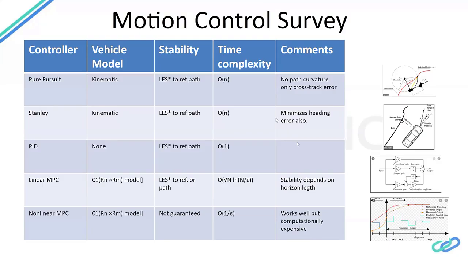Stanley, I'm not going into details again. Stanley is similar to pure pursuit, but instead of targeting one look ahead point, it is trying to minimize the lateral distance, the cross track error, and also the heading angle error between the vehicle and the path.